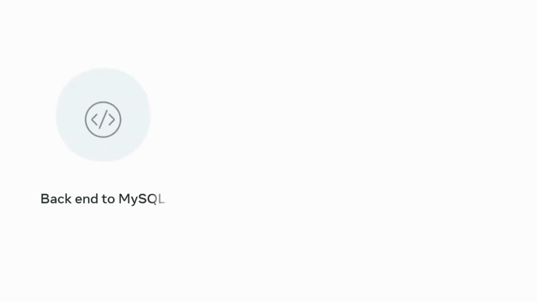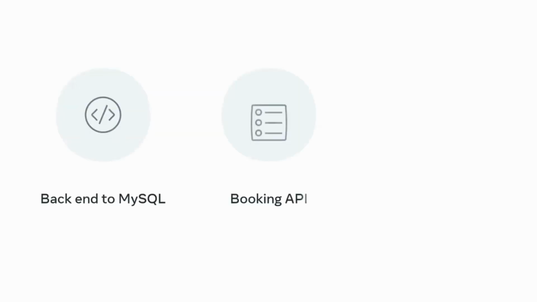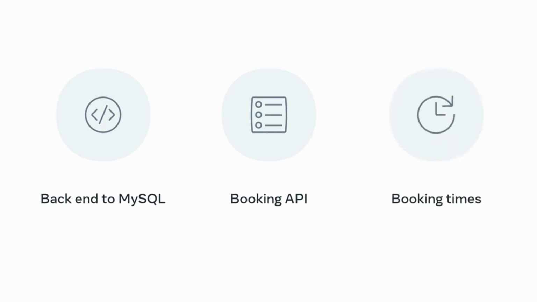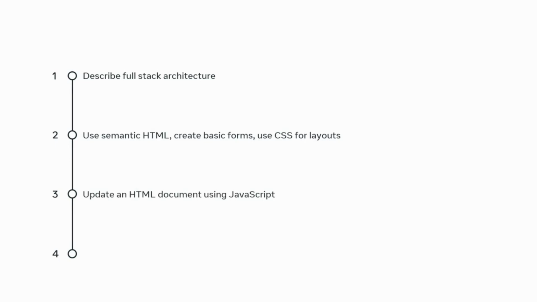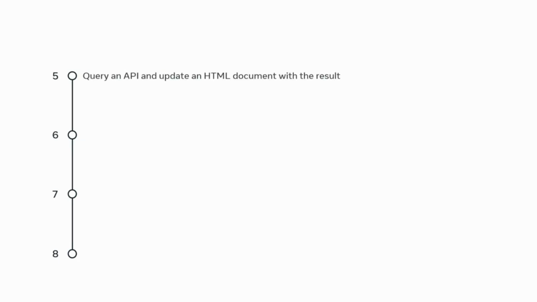After completing the course, you are able to show that you can connect an app's backend to MySQL, set up a booking API, and let the app display available booking times. In addition to this demonstration of your skills and knowledge, following your completion of the course, you should now be able to describe the architecture of the full stack, use Semantic HTML to create web pages, create basic forms and use CSS to create layouts, update an HTML document using JavaScript, populate Django models from a MySQL database, query an API, and update an HTML document with the result.